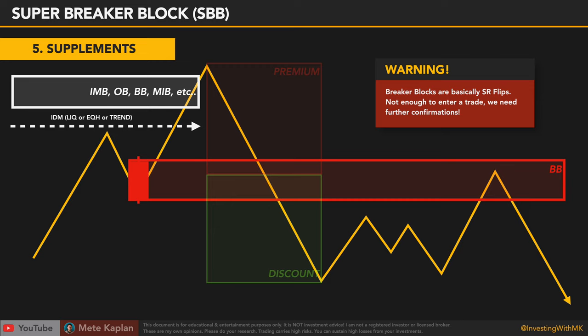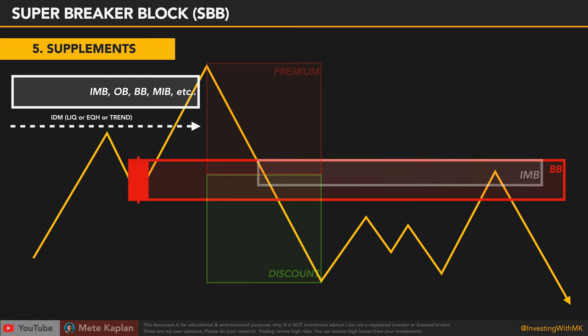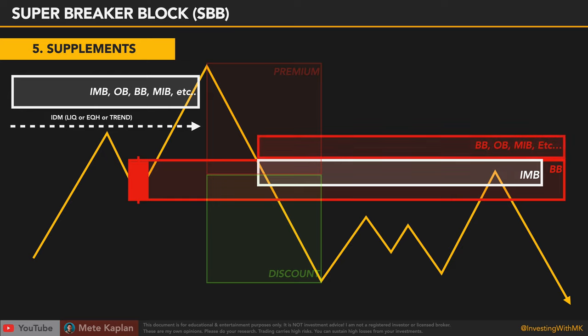I would never just enter a trade from a breaker block. After all, a breaker block is just a support and resistance flip, but nothing else. I need supplements. What else supports my trading system? After the break, what kind of structures come into existence? A large imbalance, micro breaker blocks, or order blocks. These little structures determine my sniper entries.